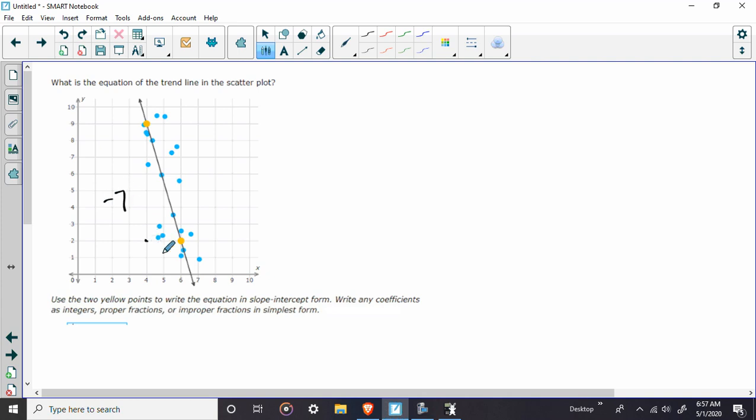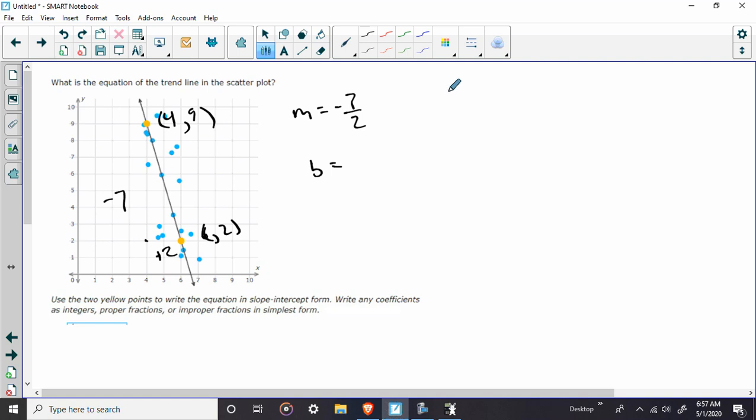Right, and over 1, 2. So my slope is equal to -7 over 2. Okay, and I need to know my y-intercept. Again, I have the point 6, 2, 4, 9. Doesn't really matter which one you use. I'll use 4, 9 for the sake of it.